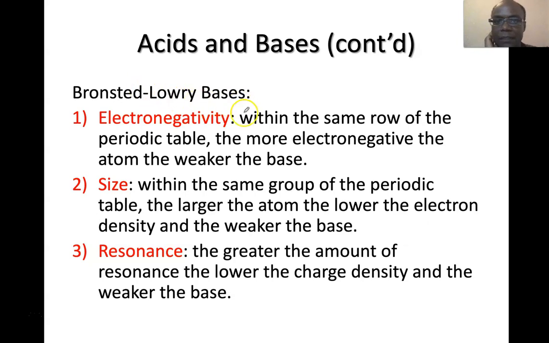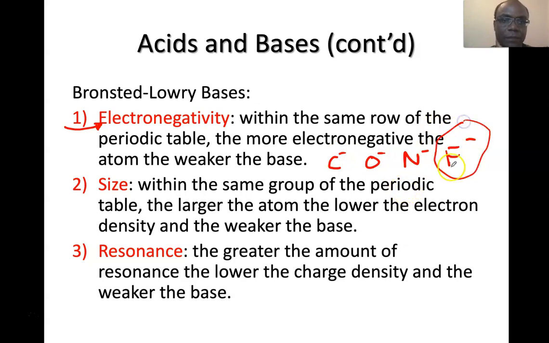So we've talked about stabilization of the conjugate base, which makes stronger acids. Okay, so we talked about electronegativity, and in this case, if we focus on bases, when you use electronegativity within the same row of the periodic table, the more electronegative the atom, the weaker the base it will be. For example, F minus is going to be a weak base when compared to N minus, O minus, or C minus.